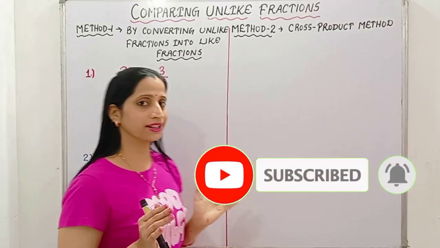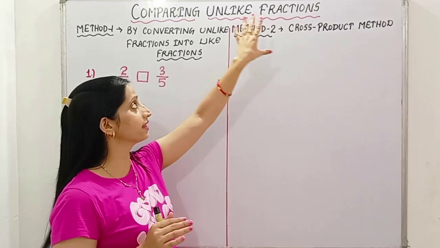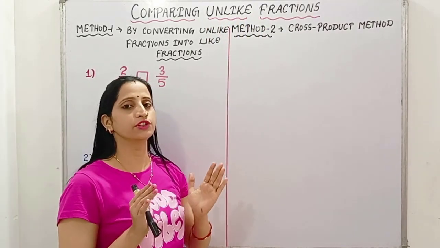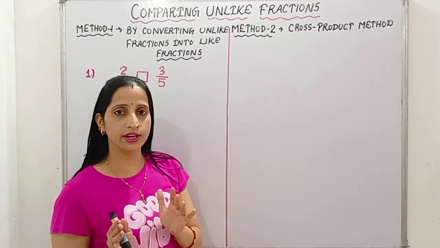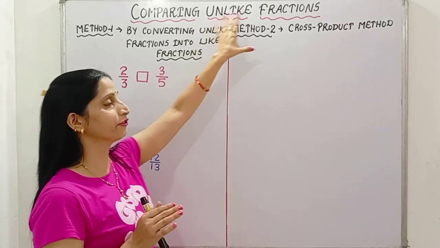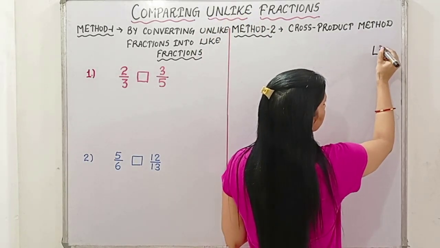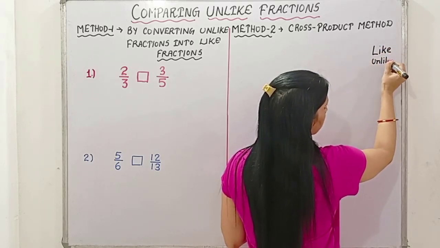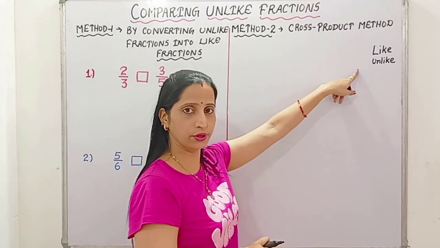So the first thing is, what are unlike fractions. As it is clear by the name, unlike means not the same. The fractions in which the denominators are different are known as unlike fractions. So the first thing is like fractions and unlike fractions. I have already made a separate video on this, so if you want to see, you can watch that video as well.